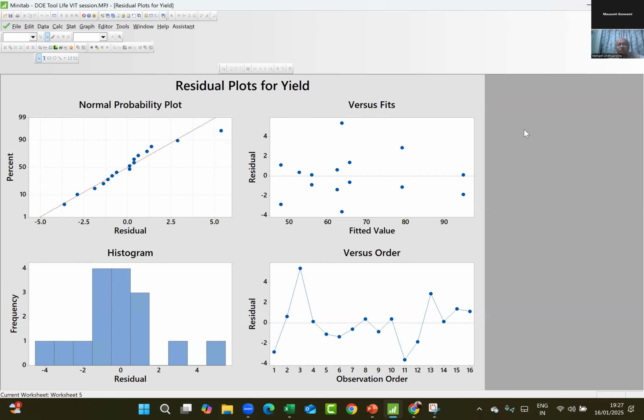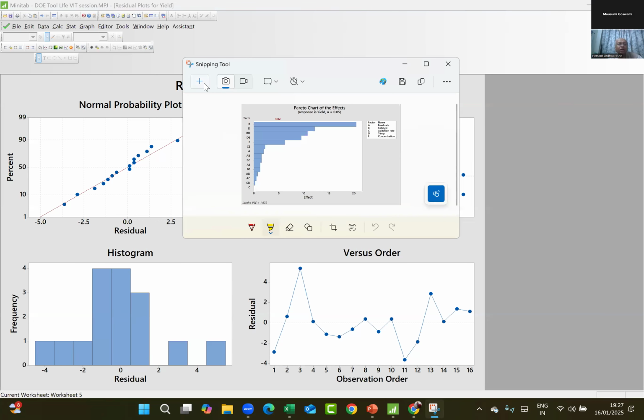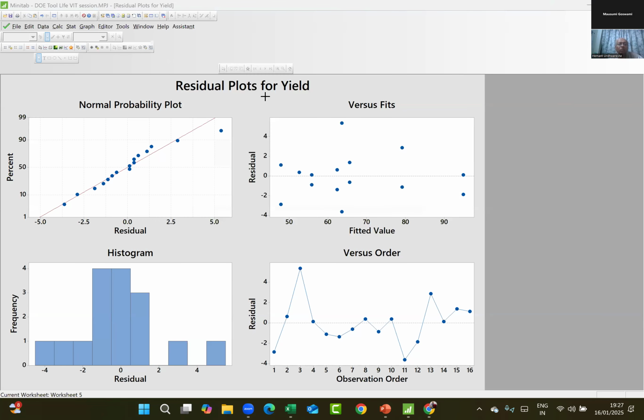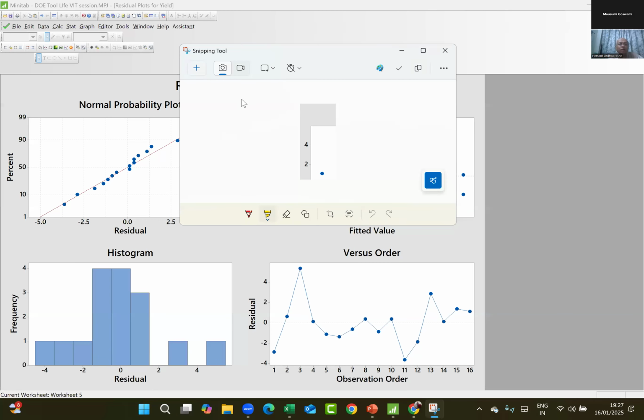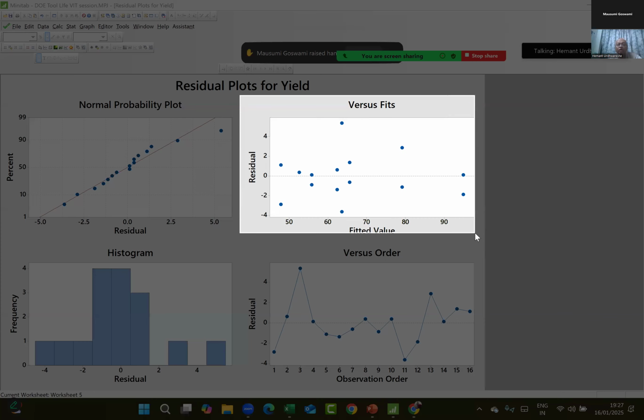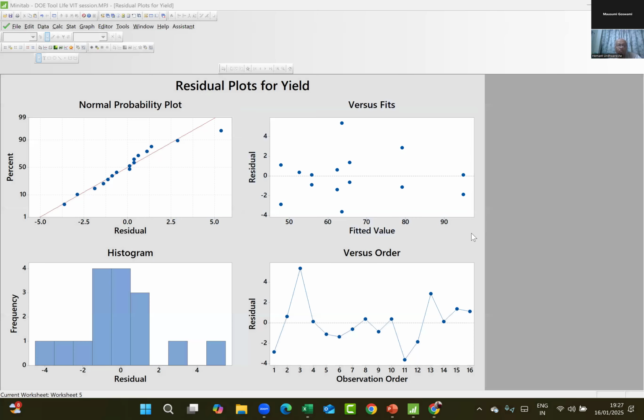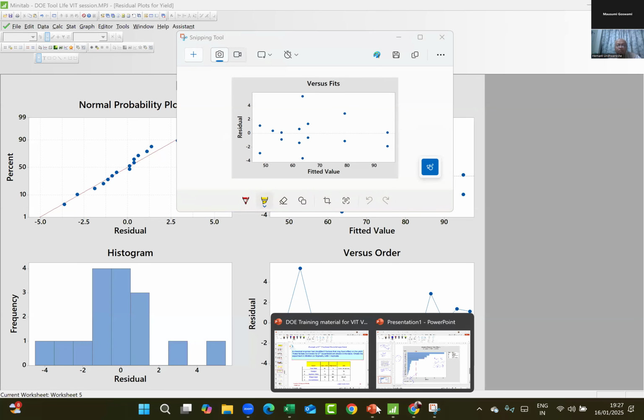Now, in this versus fits plot, what you are supposed to see is... I'm just going to copy this and show you. Sorry, once again, what you should look for in this graph. So I'm just going to paste it in PowerPoint.